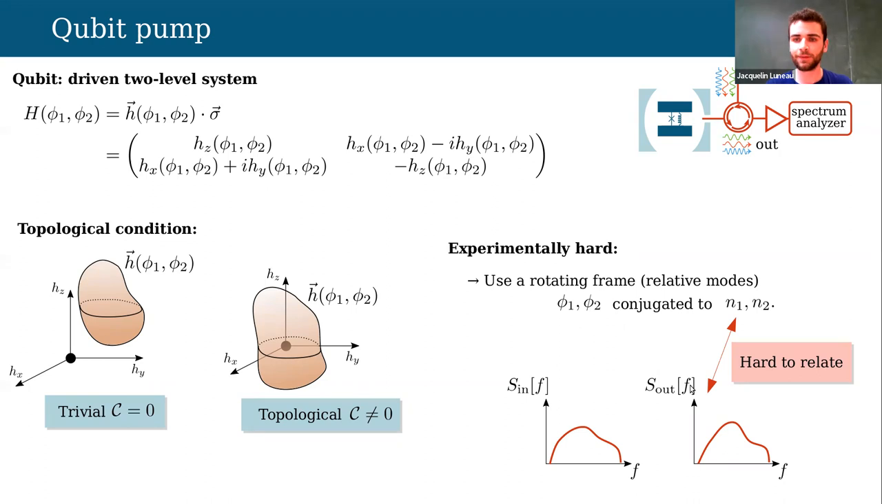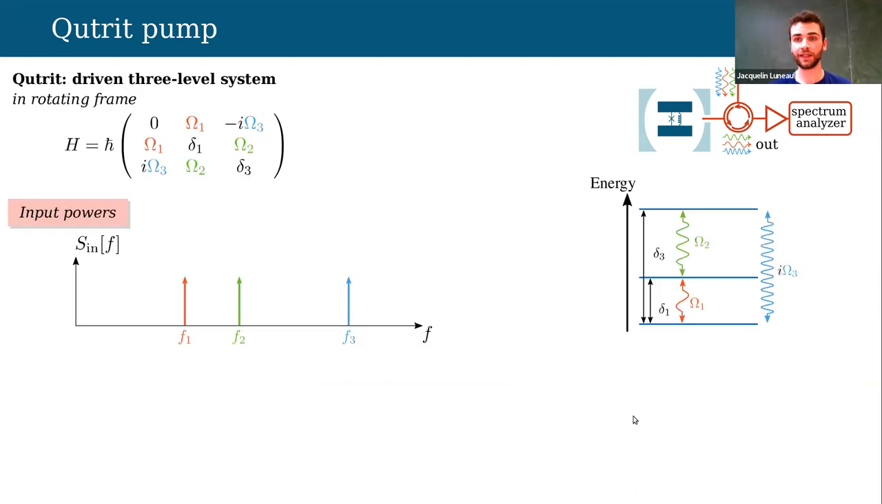So I will not explain in detail why for a two-level system it is difficult to measure the dynamics of N1 and N2. But what I will explain is that we understood that when we use a three-level system, we can relate these variables to the powers. What we consider is a qutrit rather than a qubit, which means that we consider the three lowest energy levels of the superconducting circuit. And so for such a qutrit, in a rotating frame, we can engineer the Hamiltonian we want for this three-level system.